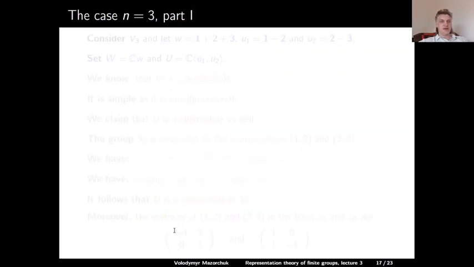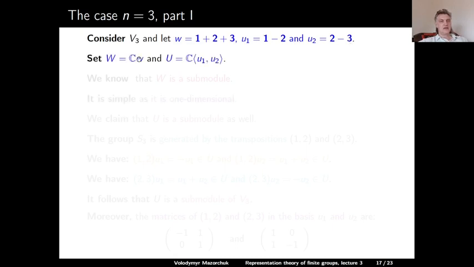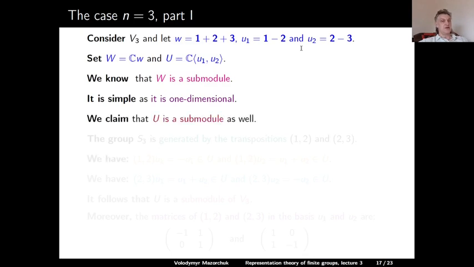Let us now talk in more detail about the case n is equal to 3. So consider V3 and consider the following new basis in this natural module. As the first basis vector, we take 1 plus 2 plus 3. The second basis vector is 1 minus 2, and the third basis vector is 2 minus 3. And consider the subspaces of the module given by W and by U1 and U2. We already know that W is a submodule, and it is a simple submodule because it has dimension 1. So we claim that U is a submodule as well.